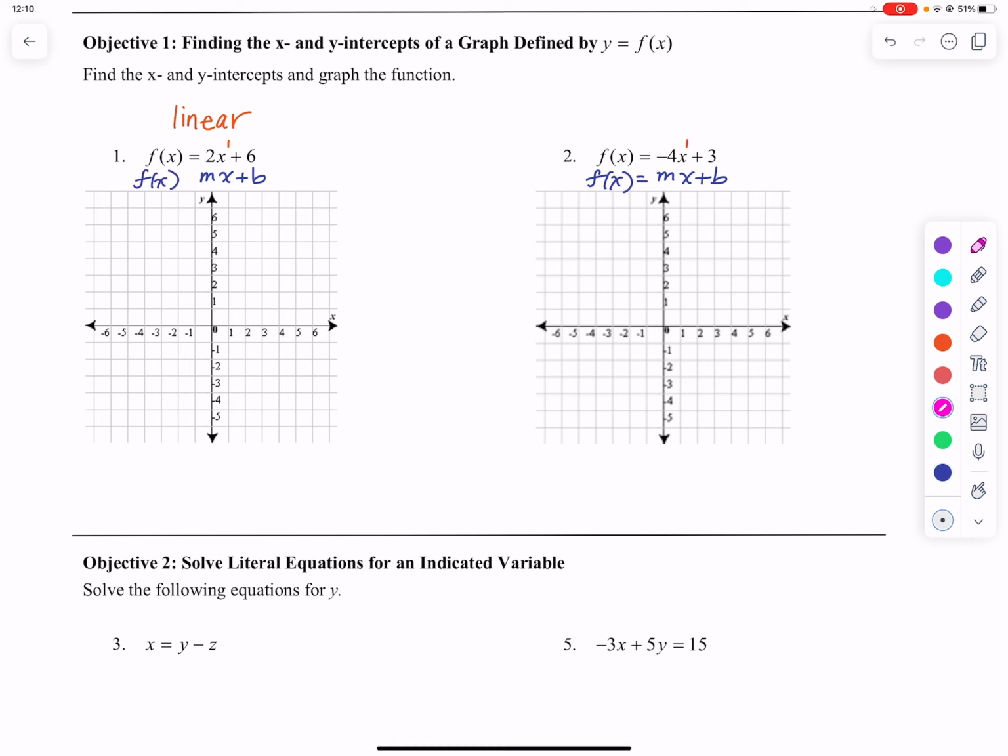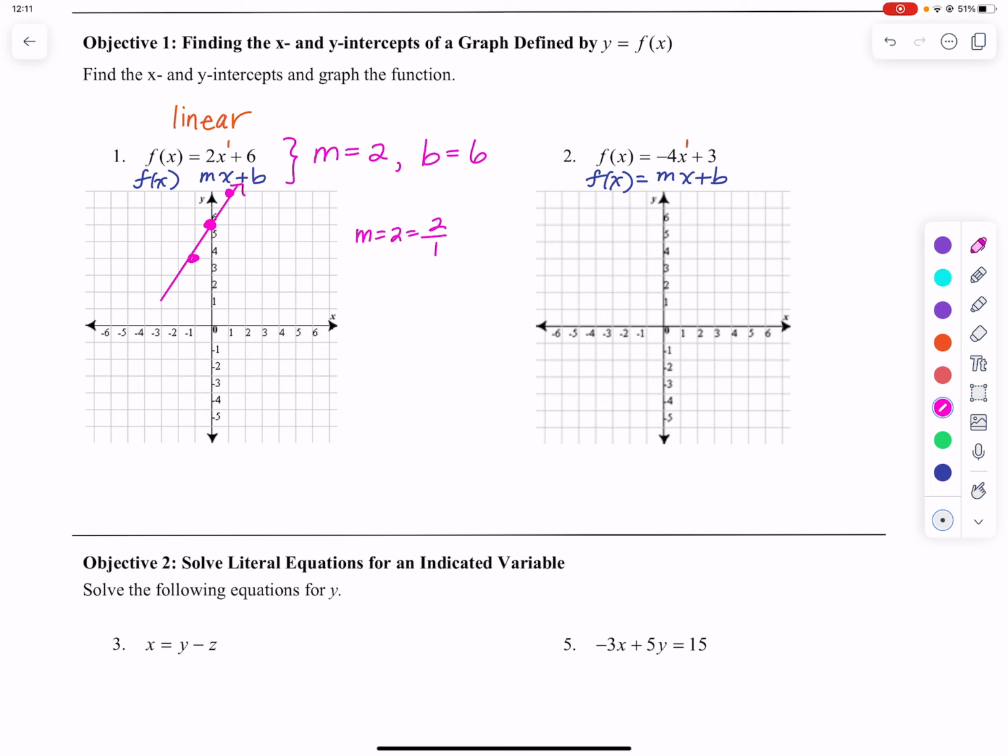You can clearly see that m is equal to 2 for this first line, and the y-intercept is 6. So y-intercept is 6. And the slope is 2. So a slope of 2 equals 2 over 1. So we will go up 2 over 1, or we can go down 2 to the left 1, either way. And we have this beautiful graph.